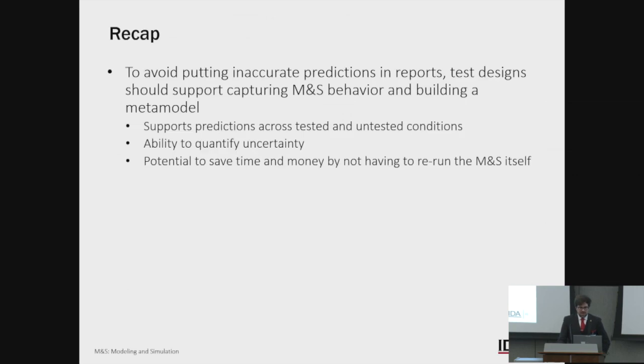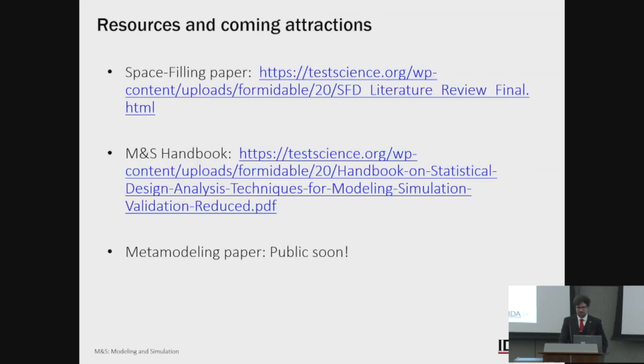So, in summary, we're hoping that people are able to make use of these methods. We think that these methods would allow for better characterizations of M&S behavior, and allow us to quantify uncertainty as DOT has requested in their memos. That's basically it for me.